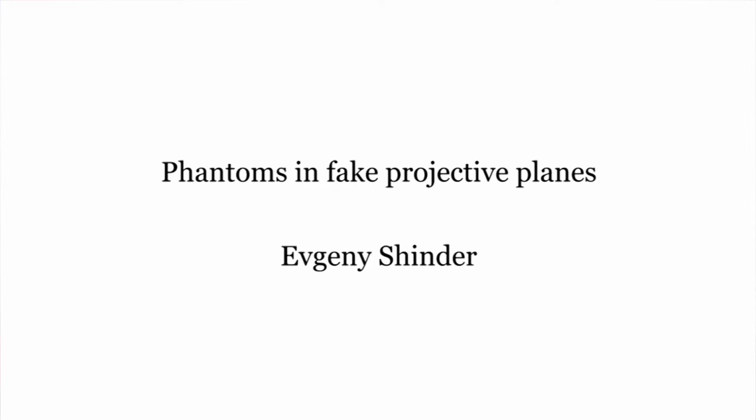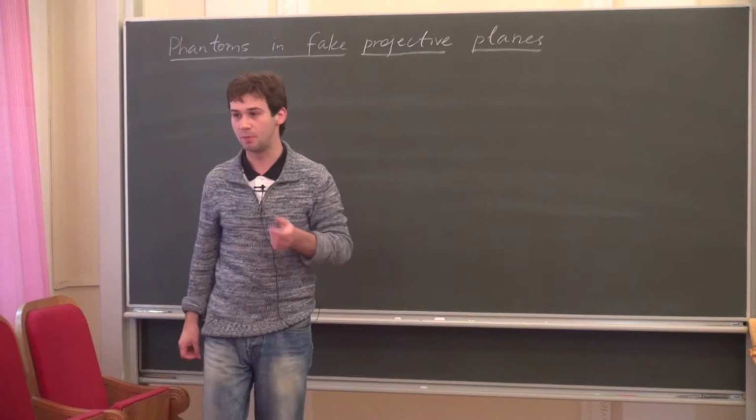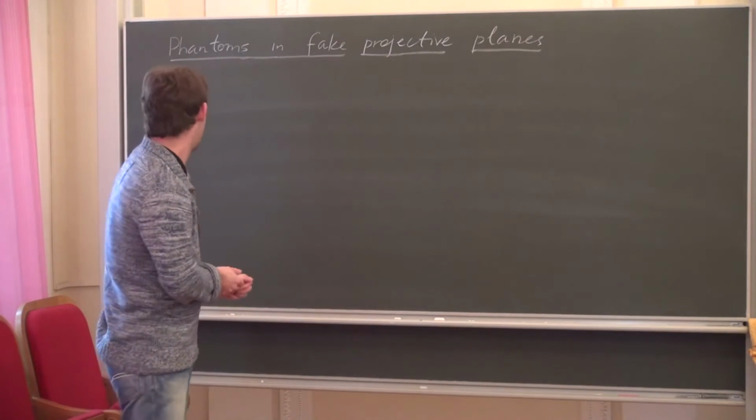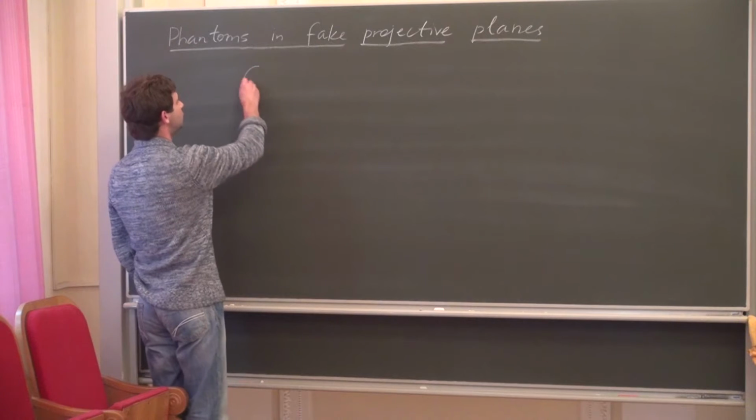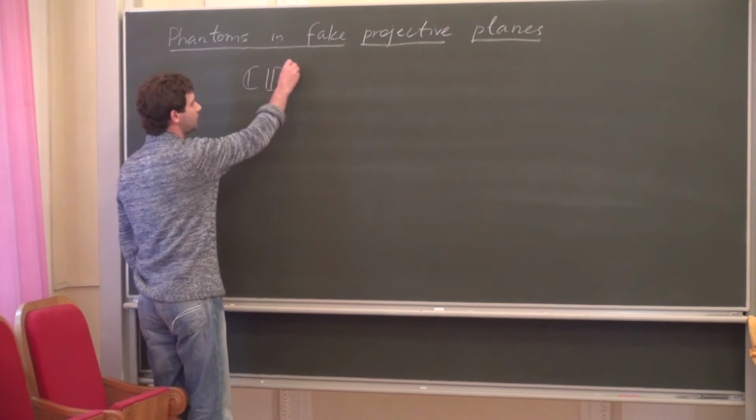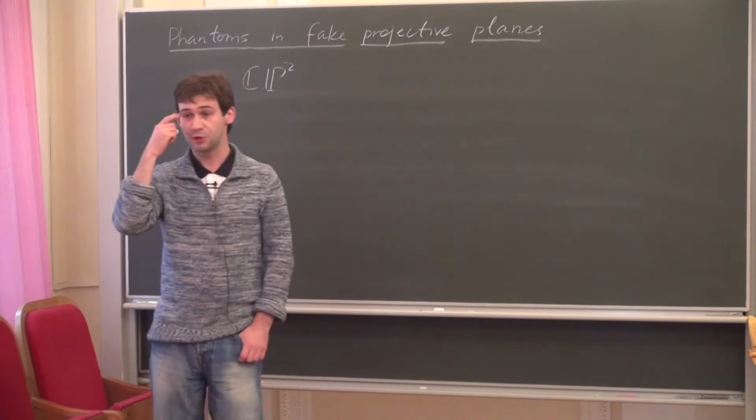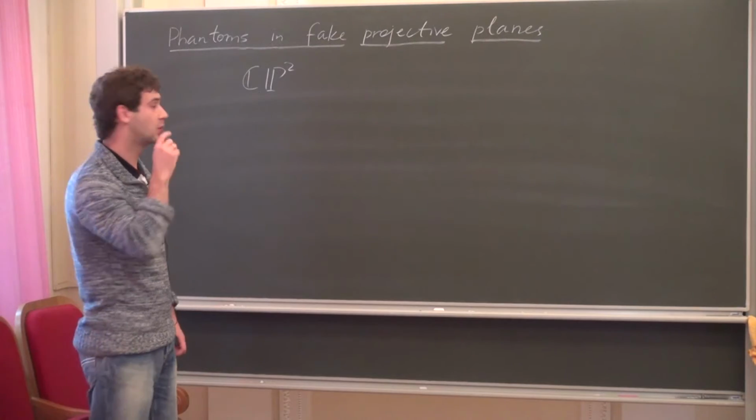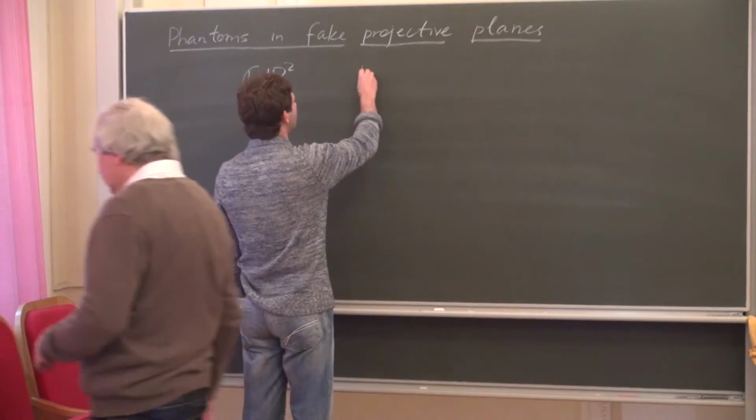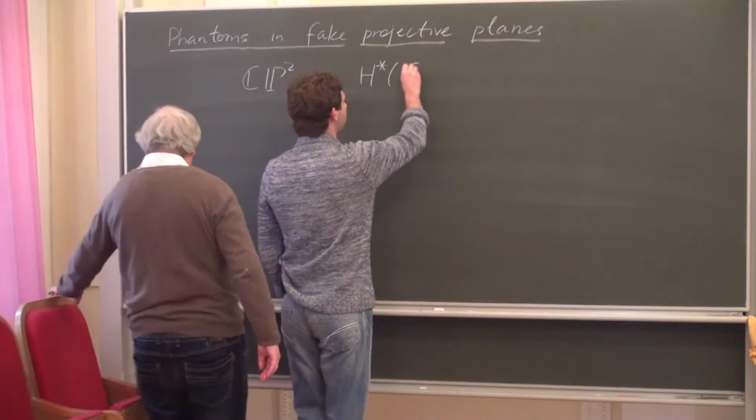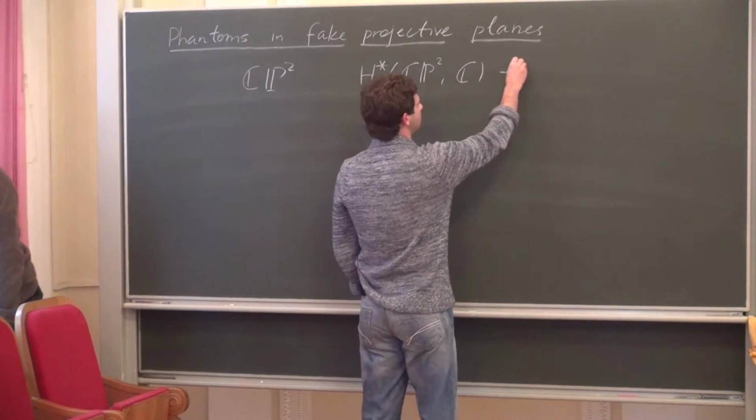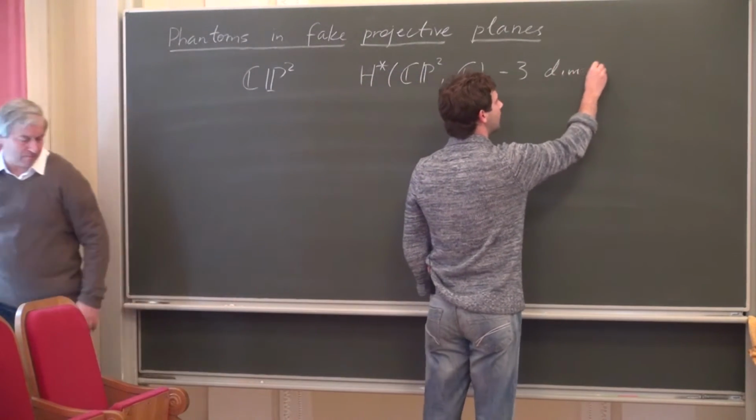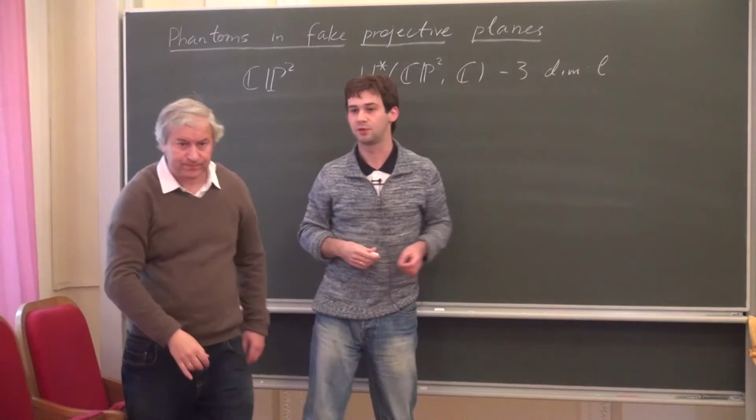I'll talk about some surfaces which resemble projective planes and their homological properties. So first, let's start with CP2. What is nice about this surface? First of all, it has the minimal possible cohomology. It's three-dimensional; it's the minimal space for all surfaces.